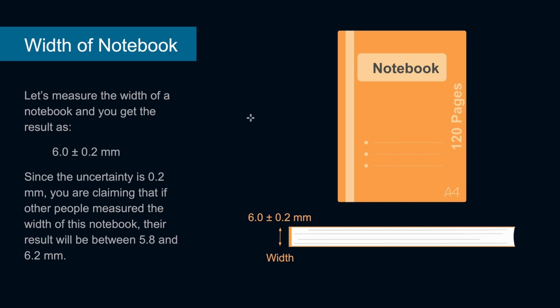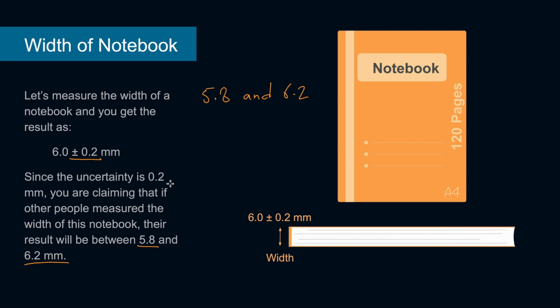Another example: let's say that you are trying to measure the width of a notebook, and you get the value of 6.0 plus minus 0.2 millimeter. This is the uncertainty, plus minus 0.2. Basically it's saying that you are confident that any other student or person who tries to measure the width of the notebook will get a measurement between 5.8 and 6.2 millimeter, as I have written it down. It won't be outside, it will be inside 5.8 and 6.2. So that's the example of uncertainty.